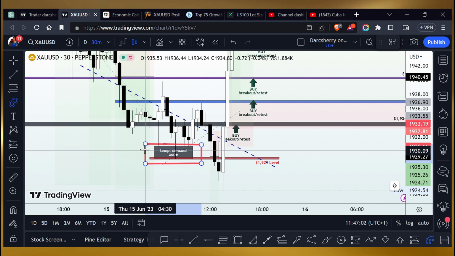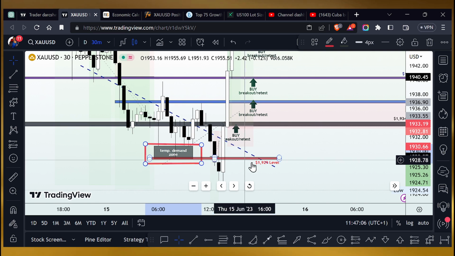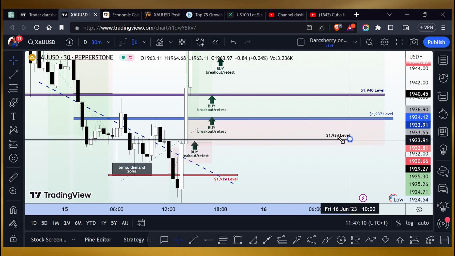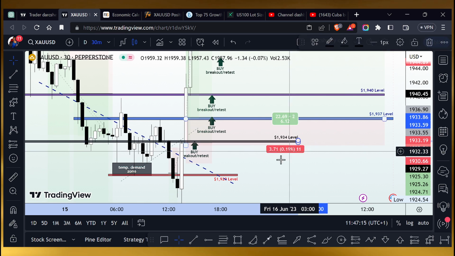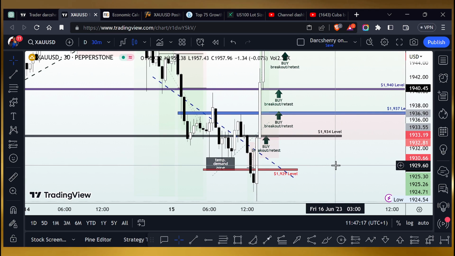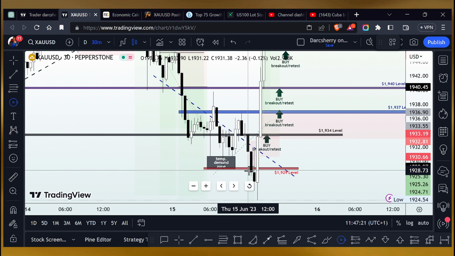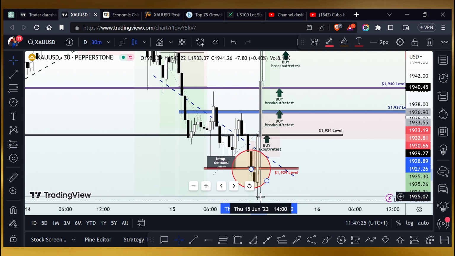I said here that if this persists, we are going to be looking out for buying opportunities above the 1,934 level, as you can see here. So this was where we were trying to position our buy opportunity in this market. Then I also mentioned here that we are going to be selling if price action breaks down, retest the structure, which actually happened. We had a sell stop triggered at that point, but we were taken out at break even.